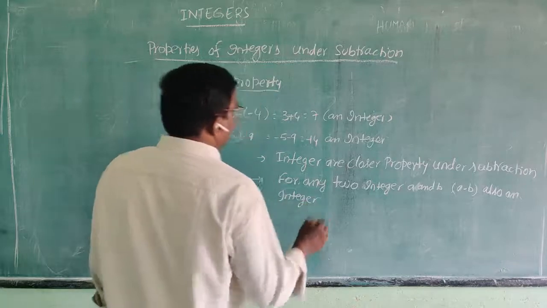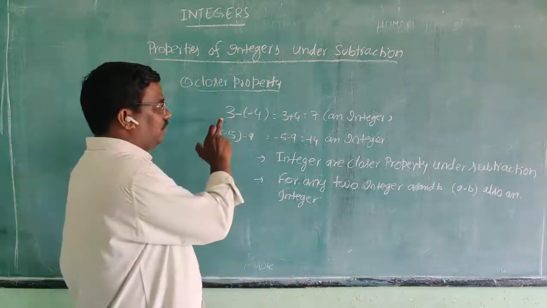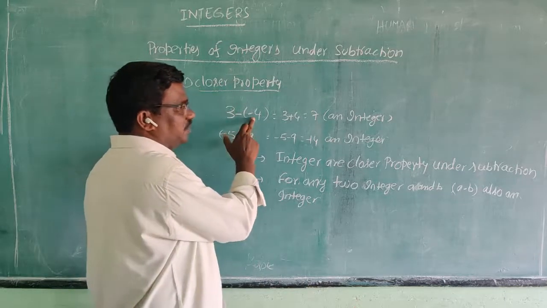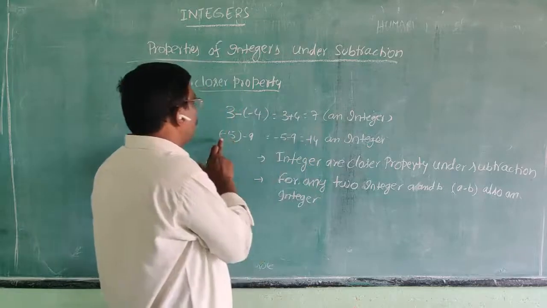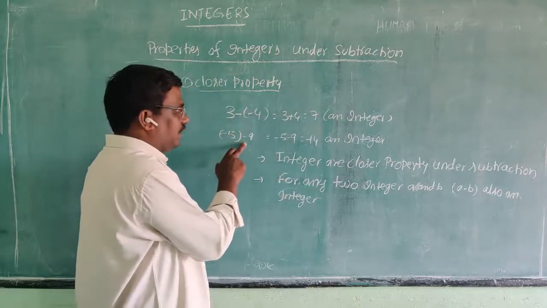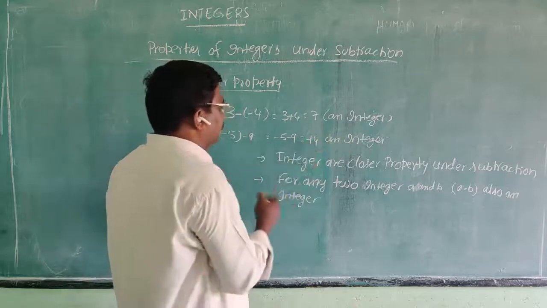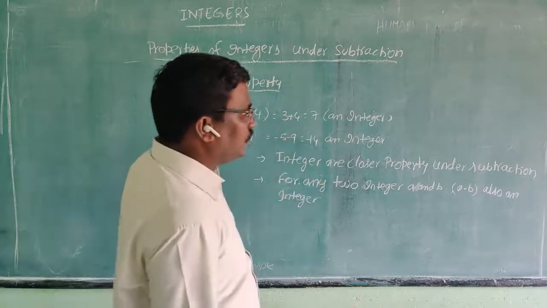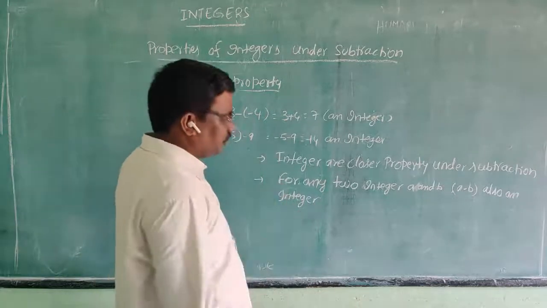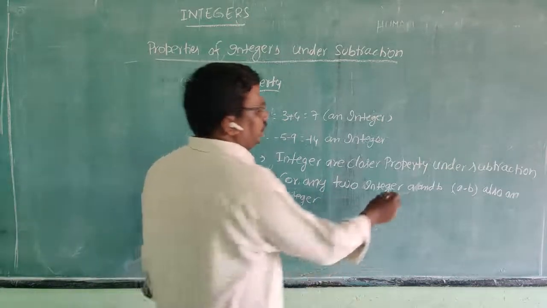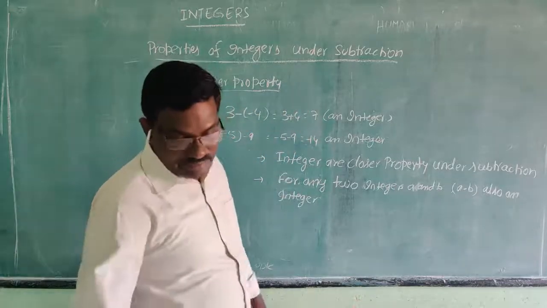Once again, let us take some examples. 3 minus of minus 4 equals 3 plus 4, that equals 7, an integer. Minus 5 minus 9 equals minus 14, an integer. Integers satisfy the closure property under subtraction. For any two integers a and b, a minus b is also an integer.